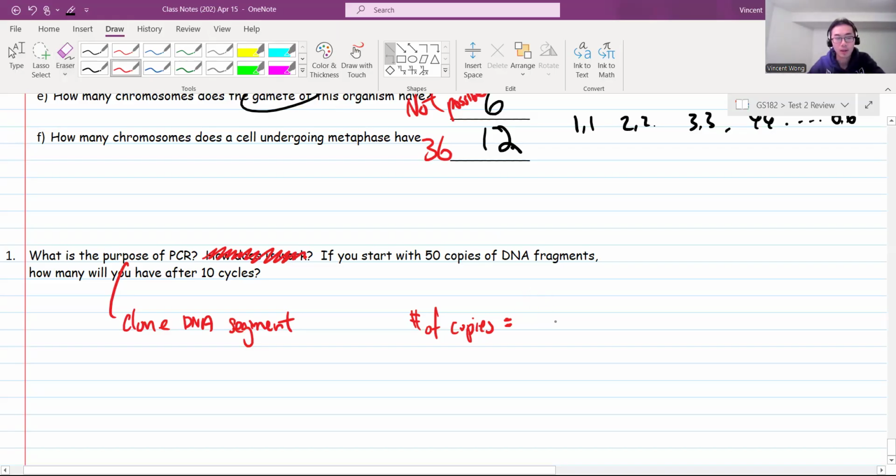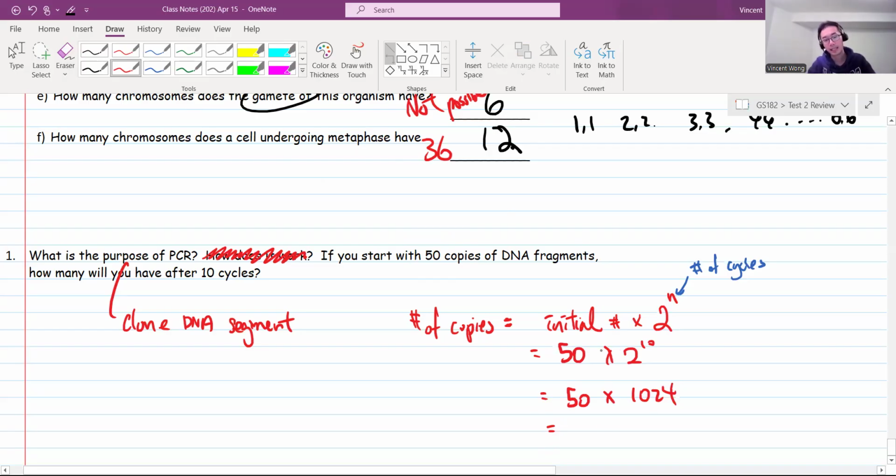Okay, I guess it's good that we're reviewing this. Remember, it is the initial number times 2 to the n, where n is the number of cycles. So in this case, initial is 50, times 2 to the 10. 2 to the 10 is 1024. I guess you probably need a calculator for that. And then 50 times 1024 is, drum roll please, 51,200. Okay, there you go.